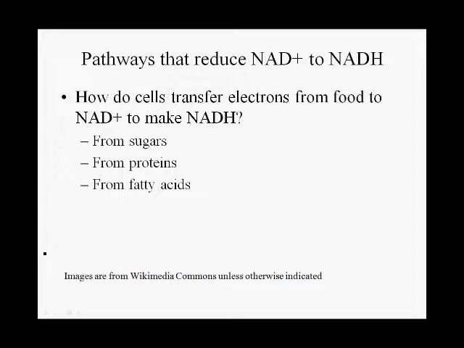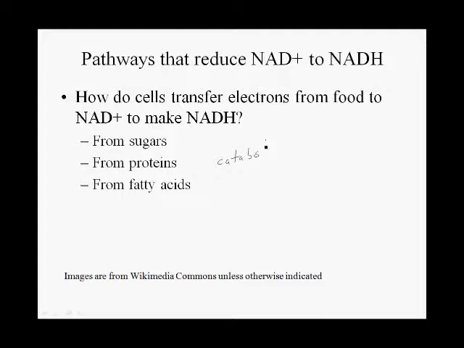So today we're going to address the question, what are the processes that cells use to transfer electrons from food to NAD+ to make NADH? We'll start by looking at the process from sugars, and then we will take a quick look at how electrons are transferred from proteins and fatty acids. These are catabolic processes.